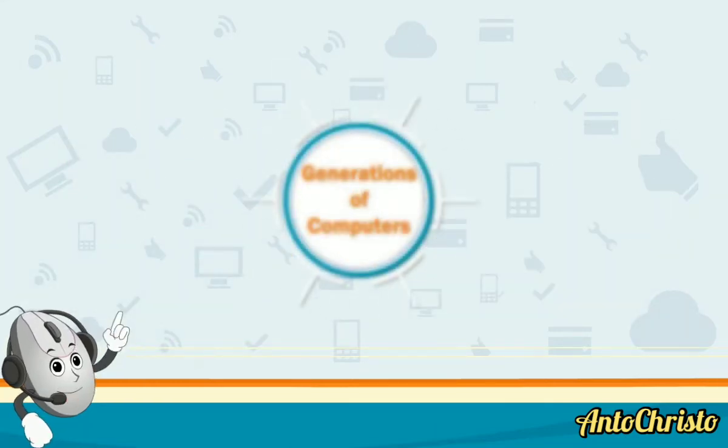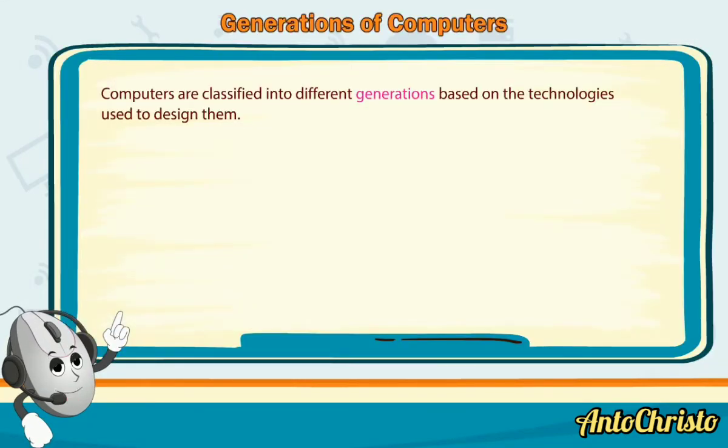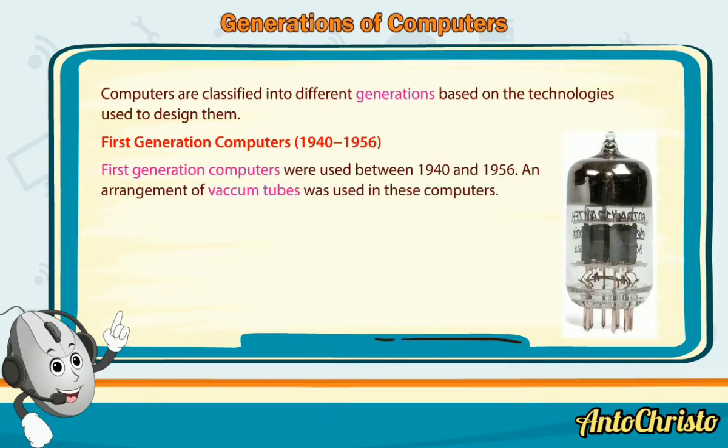Generations of computers. Computers are classified into different generations based on the technologies used to design them. First generation computers, 1940 to 1956. First generation computers were used between 1940 and 1956.